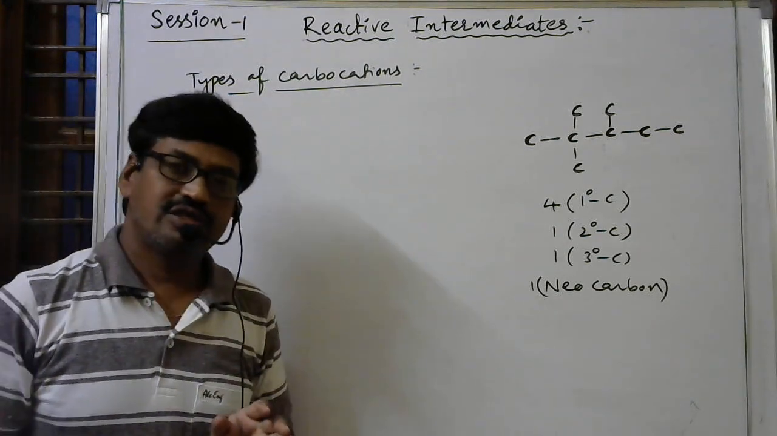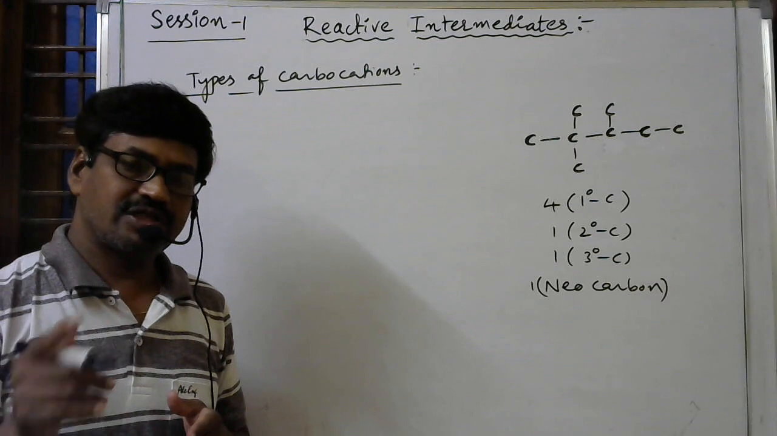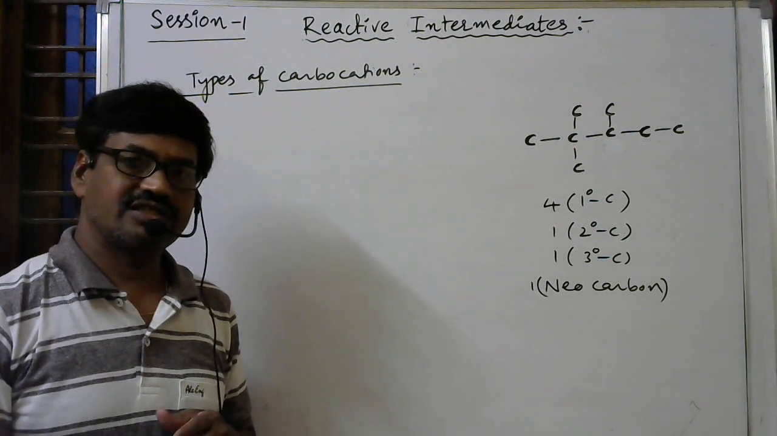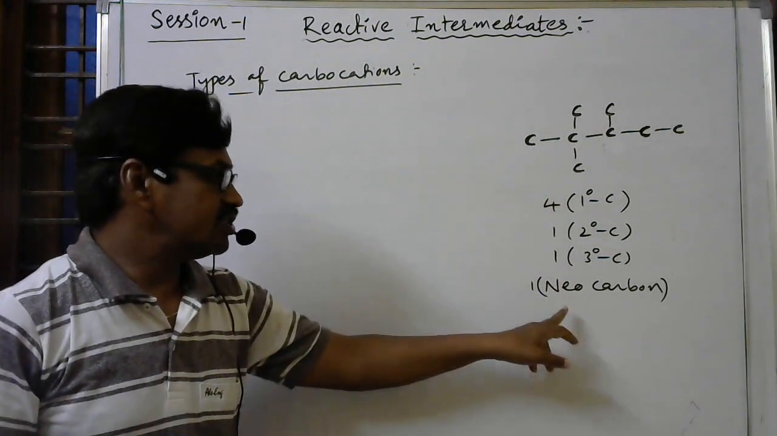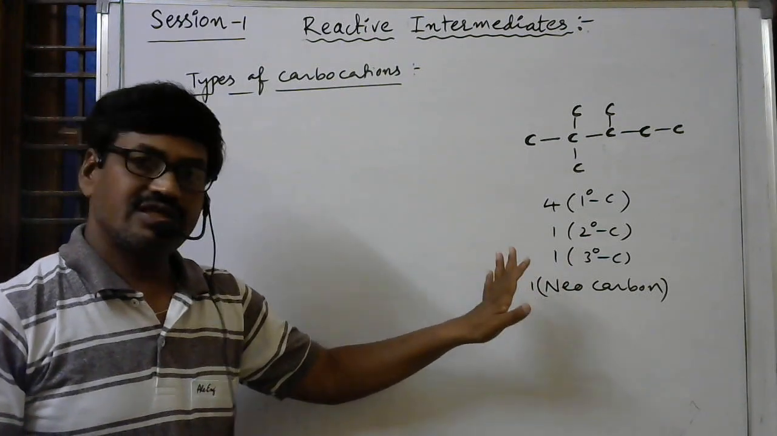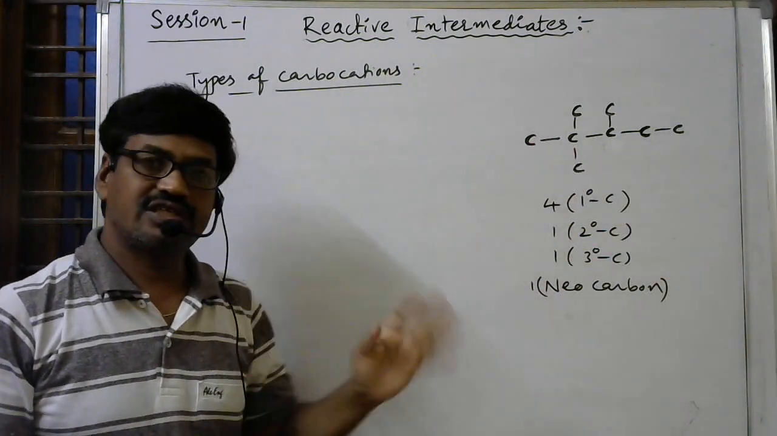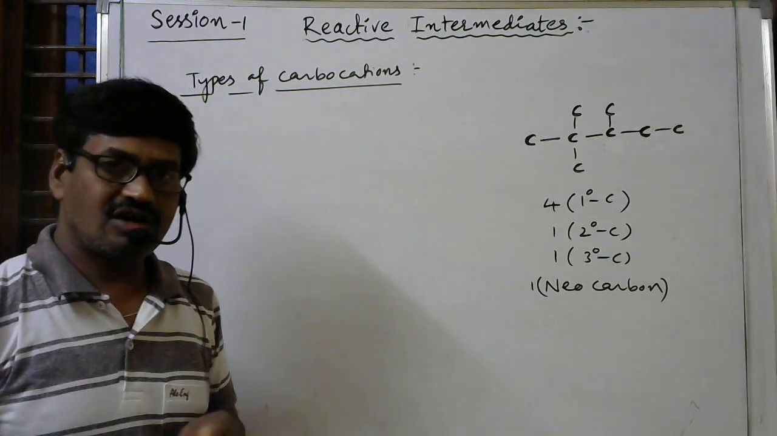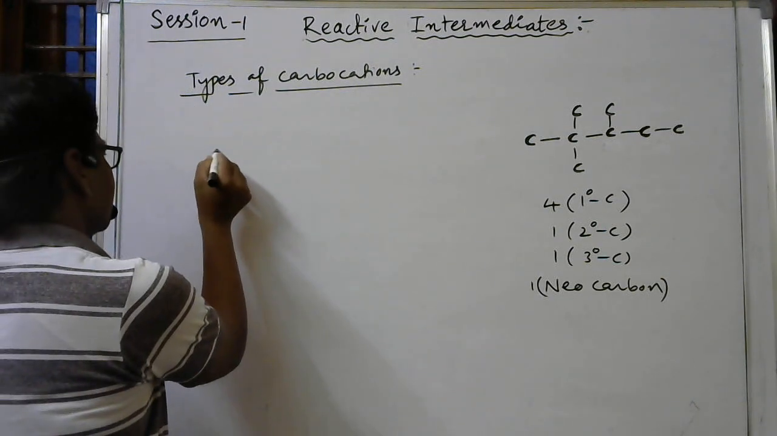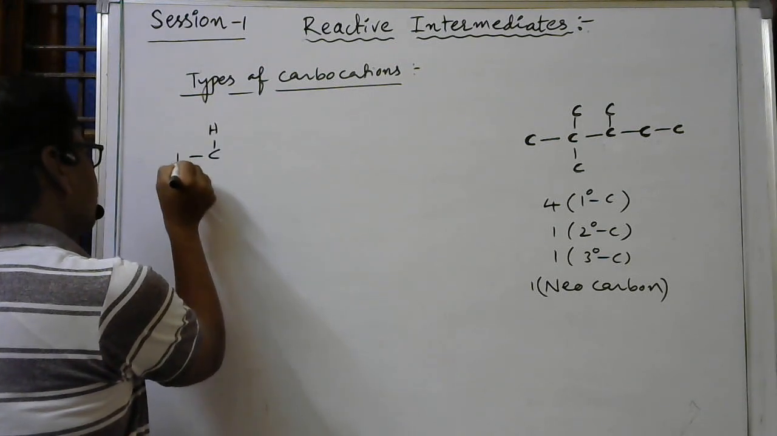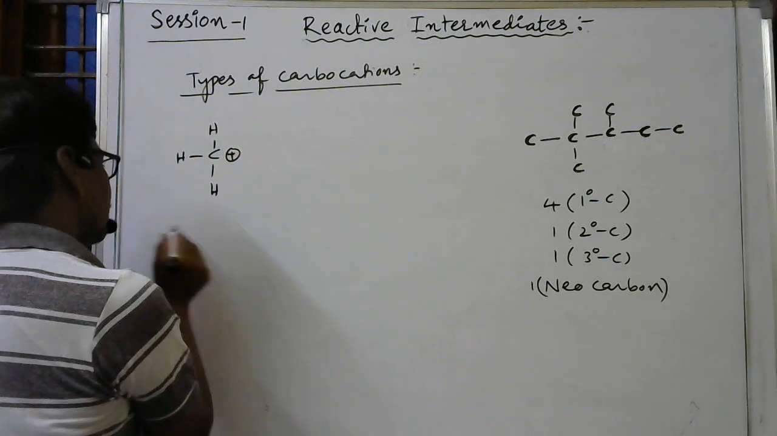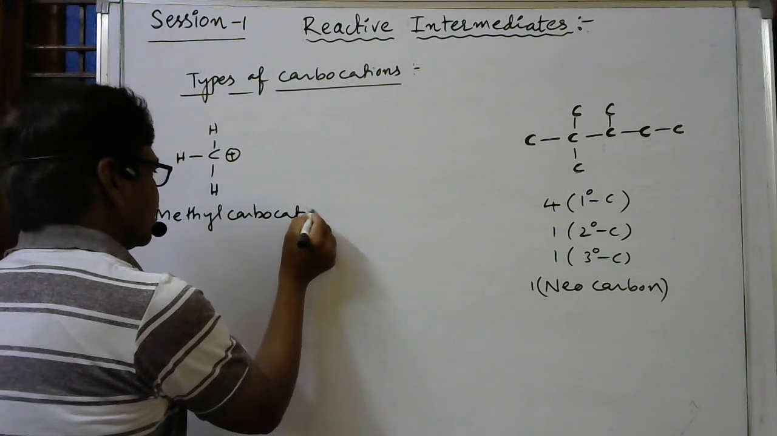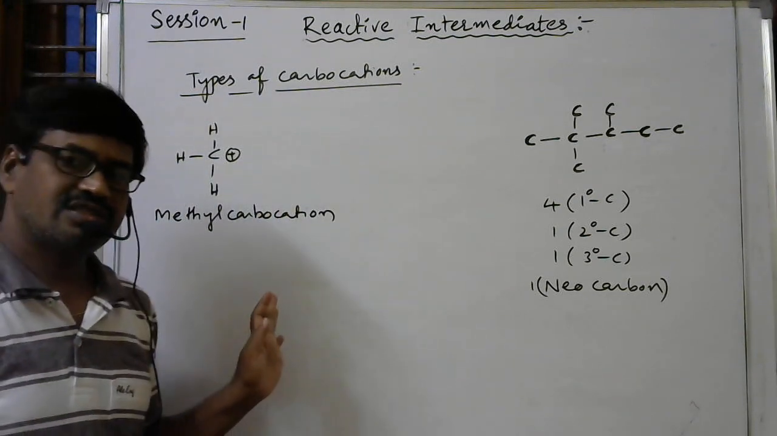So first of all, you should know the types of carbons. Primary, if it contains positive charge, it is primary carbocation. Secondary, if it contains positive charge, it is secondary carbocation. Like that, tertiary. Then quaternary carbon, otherwise neocarbon. But it already has four bonds, so there is no possibility to get positive charge. So primary, secondary, tertiary, and methyl carbocation also we can take. Methyl means here only C, hydrogen, hydrogen, and hydrogen. This is having positive charge, which means this is methyl carbocation. It has no adjacent carbons, so simply we can say it is methyl carbocation.